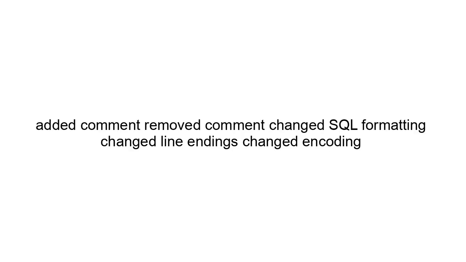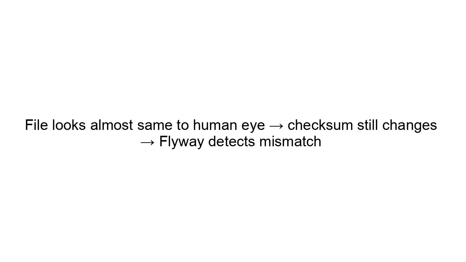3. File formatting or content changed. Sometimes even small edits can matter: added comment, removed comment, changed SQL formatting, changed line endings, changed encoding. Example concept: the file looks almost the same to the human eye, but the checksum still changes, and Flyway detects a mismatch.